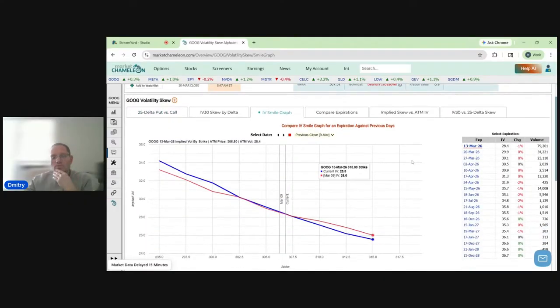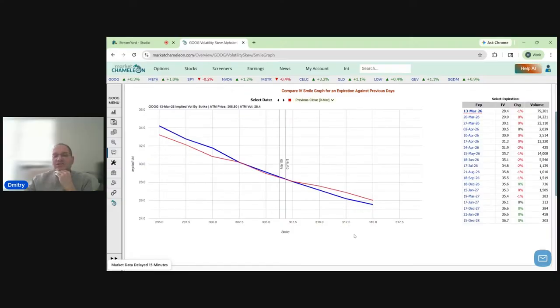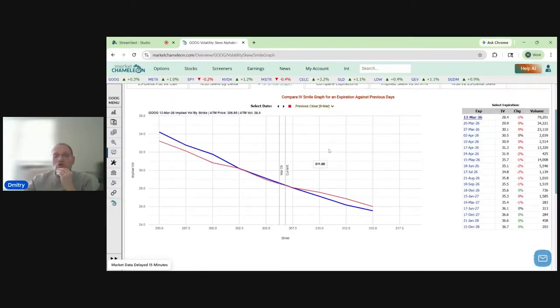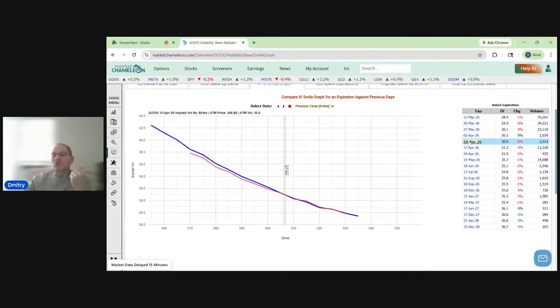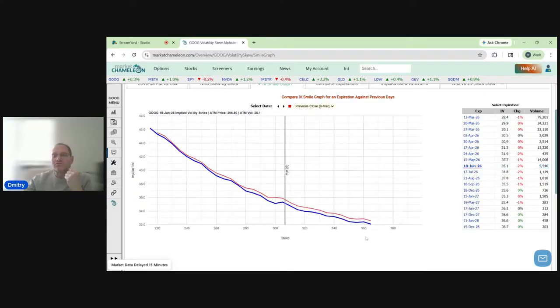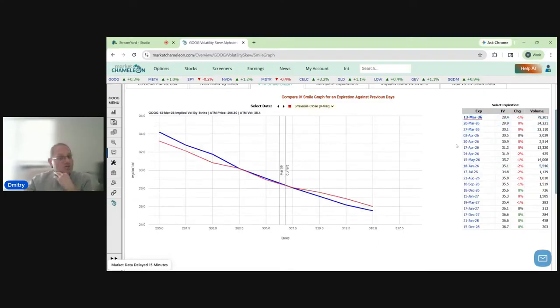And this takes us to a page that shows us the implied volatility. We have two lines here. The implied volatility of Google for the specific month that you have selected over here to the right. So right now it's on March 13th, but let's say we change it to something like April 10th or June 18th. That will change the graph. Let's go back to March 13th.